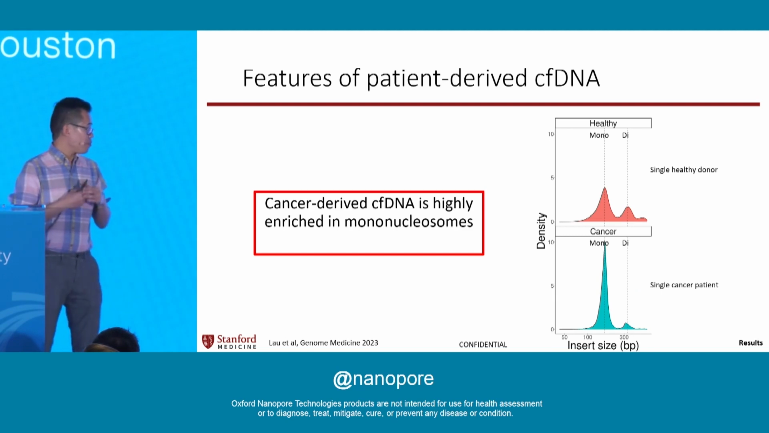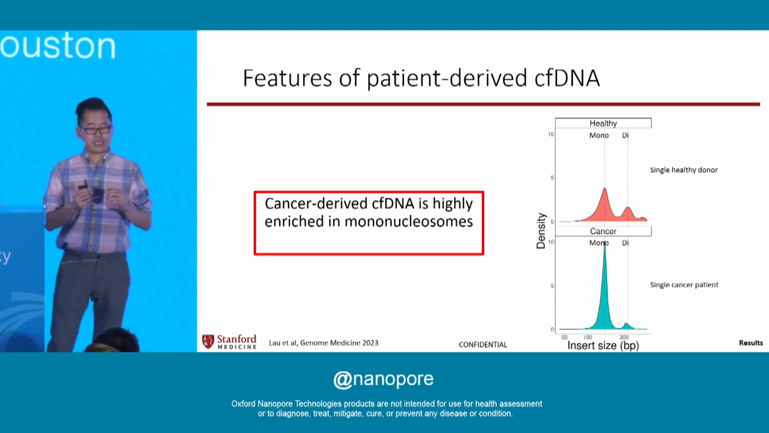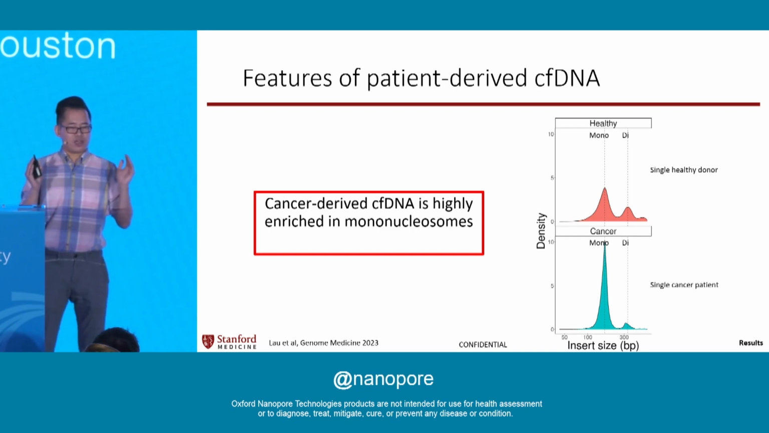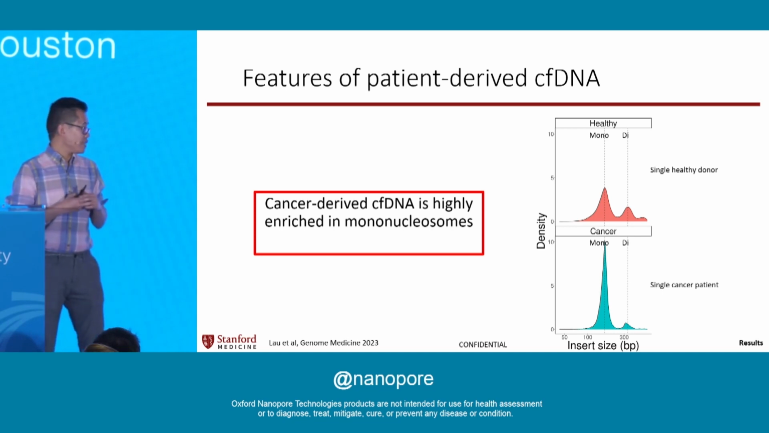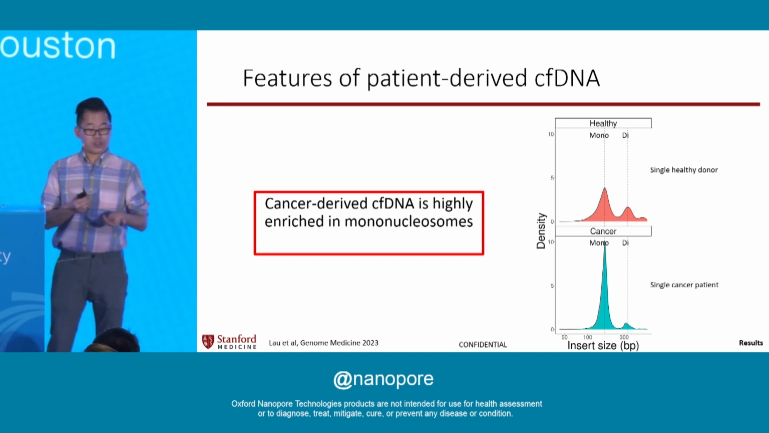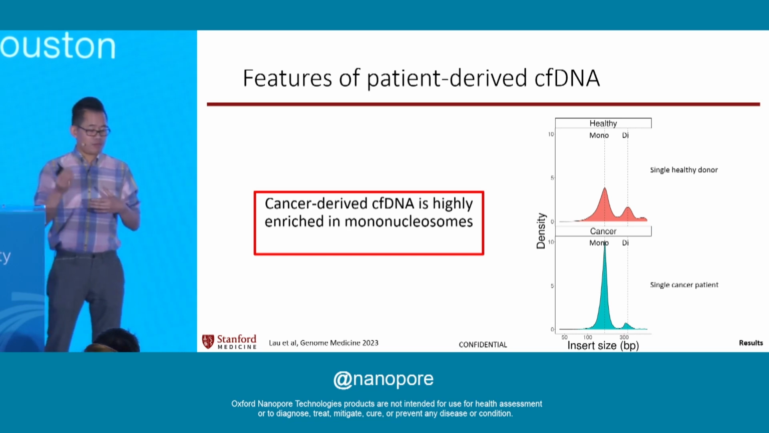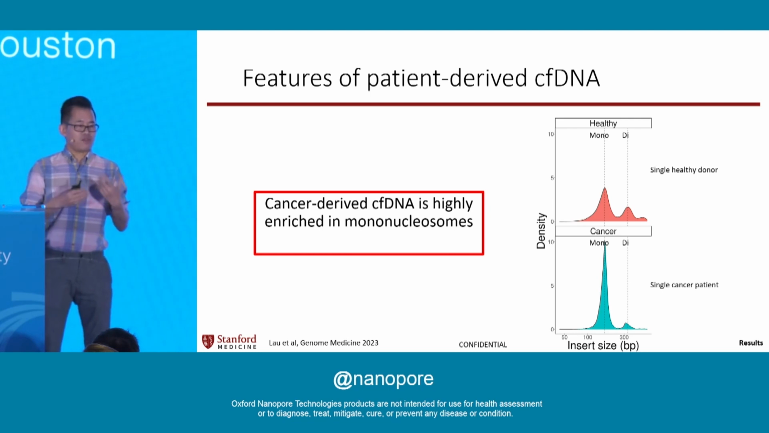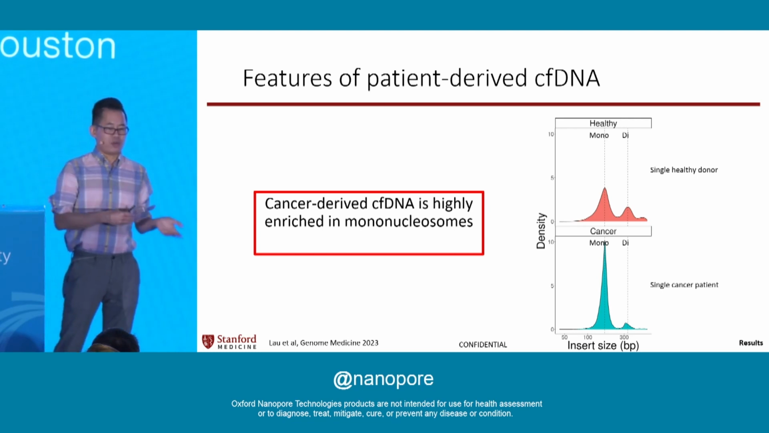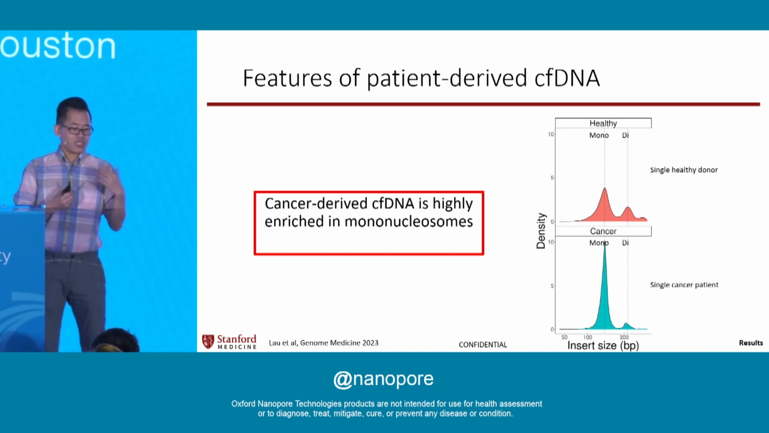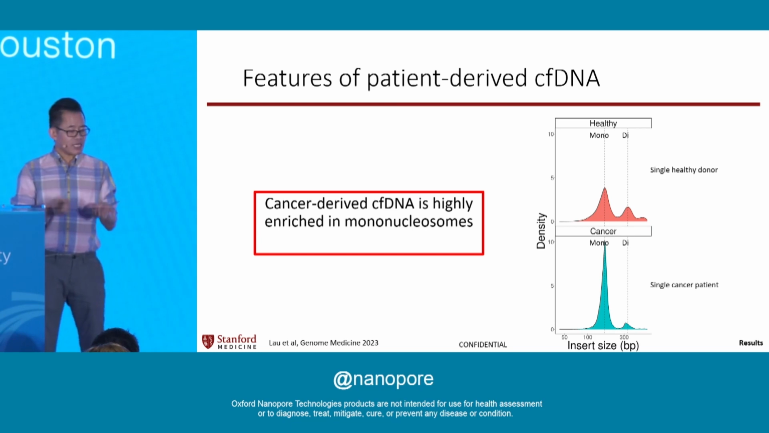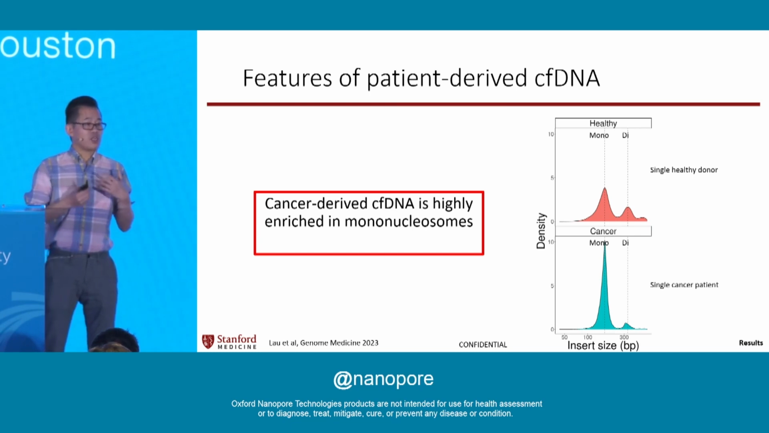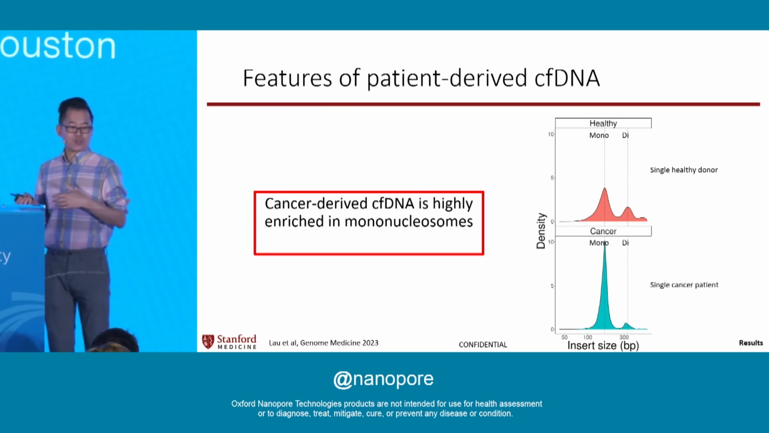Lastly, in this part, what we can also see that's unique to nanopore sequencing is that you can get the native lengths of the actual cell-free DNA as it goes through the sequencer. In the top panel is a single healthy donor. What we can observe is a mononucleosome peak and a dinucleosome peak, and also probably a trinucleosome peak. That's reflective of the actual fragment size of the DNA that's going into the sequencer. On the bottom panel is a single cancer patient. We can see that it is highly enriched in mononucleosomes. So this can also be a potential biomarker for detecting cancer as well.